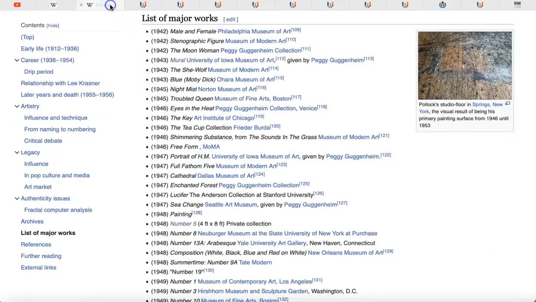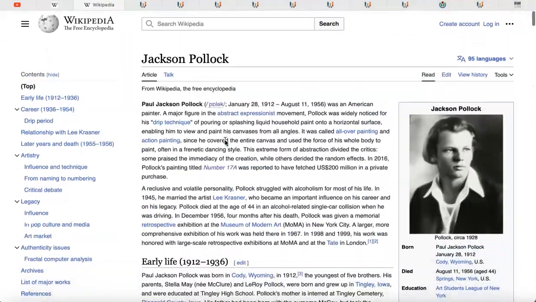Now, let me just move right on to the one that I wanted to talk about. Jackson Pollock says here, he was an American painter, a major figure in the abstract expressionism movement. I wonder why. Pollock was widely noticed for his drip technique of pouring or splashing liquid household paint onto a horizontal surface, enabling him to view and paint his canvases from all angles. It was called all-over painting and action painting, since he covered the entire canvas and used the force of his whole body to paint, often in a frenetic dancing style.